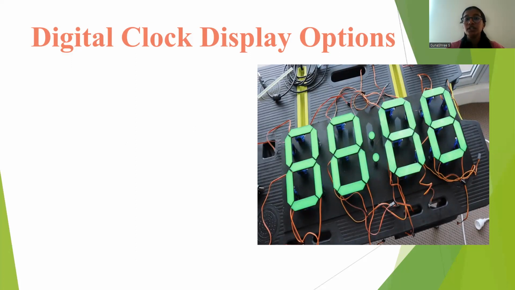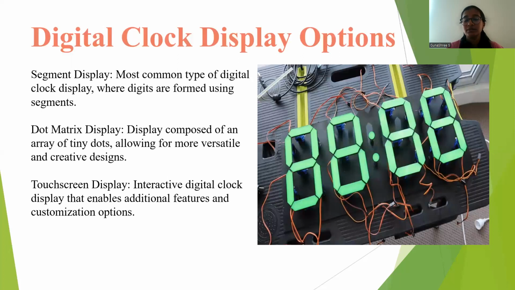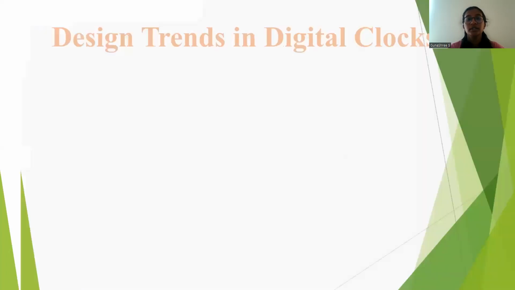So moving on to digital clock display options. What display options will these digital clocks provide to the user? The first one is the segment display. This is the most common type of digital clock design, where digits are formed using segments. Dot matrix display. This display is composed of an array of tiny dots, so it allows for more versatile and creative designs. Touchscreen display. It is an interactive digital clock display, which enables additional features and more customization options to the users.